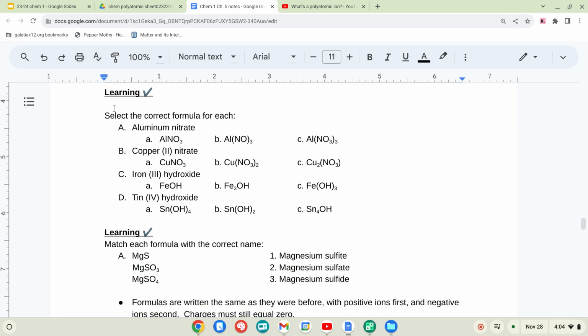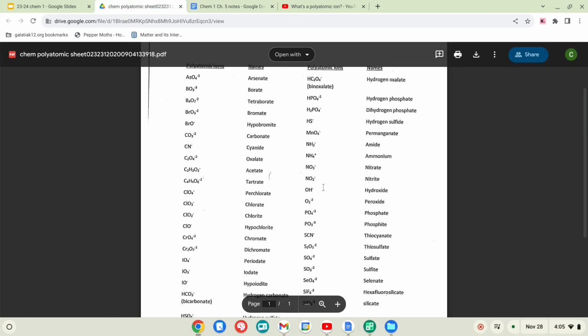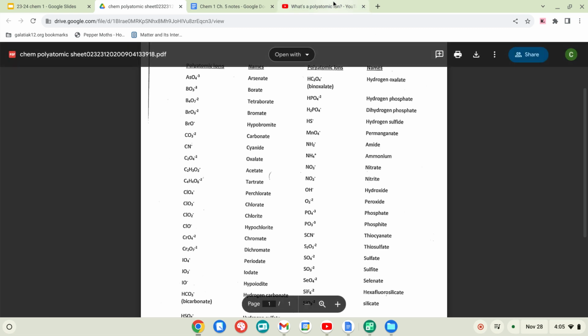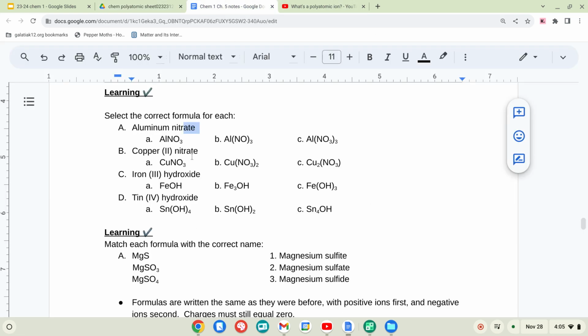So let's look at the learning check. It says select the correct formula for each. Aluminum nitrate. Once again, as soon as I see that this is not ending in IDE, it's a nitrate, I know immediately that it is coming from this sheet. Now that's not always the case. For example, say I have cyanide, that ends in IDE. There's a few on here that do, but most of them do not, like amide, and a lot of these we don't use a lot. Most of them are going to be ates and ites, and as soon as I see that in the name, I'm going straight to that polyatomic sheet.